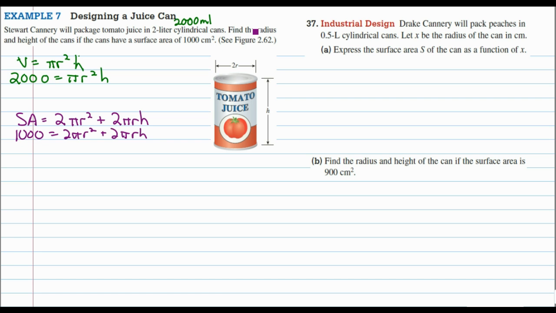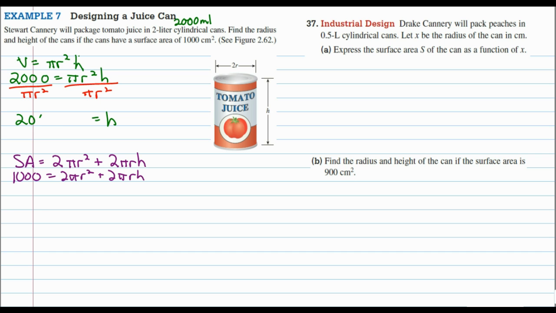So the question is trying to find the radius and height of the cans. Since I need to find both of those variables, I'm going to pick the easiest one to solve for, which I think is going to be h in the volume. So I'm going to divide both sides by pi r squared. And I get that 2,000 divided by pi r squared is the height. So now I can take this expression for height and plug it into the surface area. So I have 1,000 equals 2 pi r squared plus 2 pi r times the height, 2,000 over pi r squared.